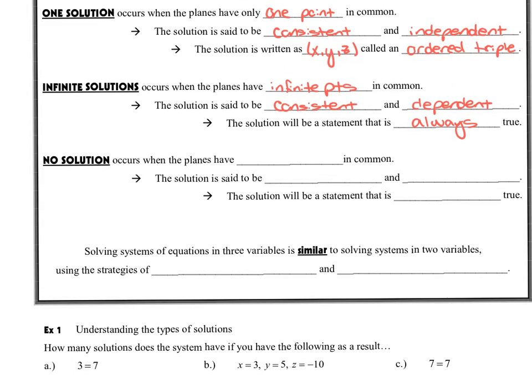Then lastly, we have our no solution, and our no solution would occur when there are no points in common. So there's nothing in common. We talked about that visual image up above. That solution is said to be inconsistent.